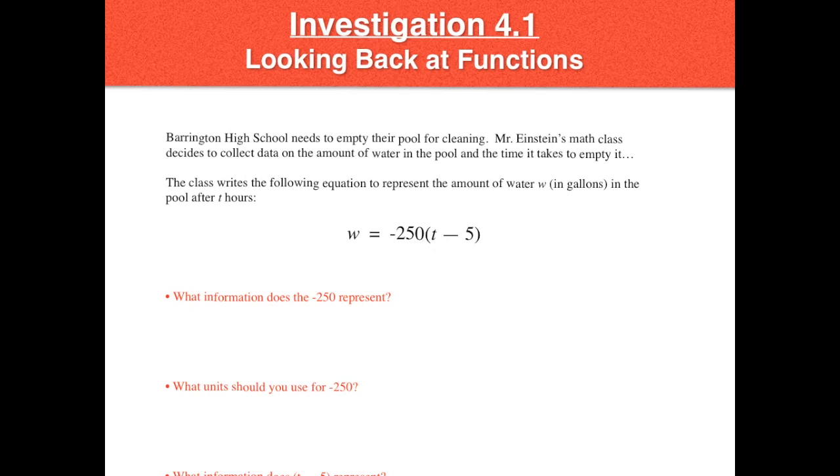The class finds a formula to find out how much water in gallons was in the pool after T hours. Now I know it doesn't ask us to do this, but I always think it's a good idea to simplify the equation when I see parentheses and a chance to distribute. So I'm going to do that first. It helps to remember that subtraction is equivalent to adding the opposite.